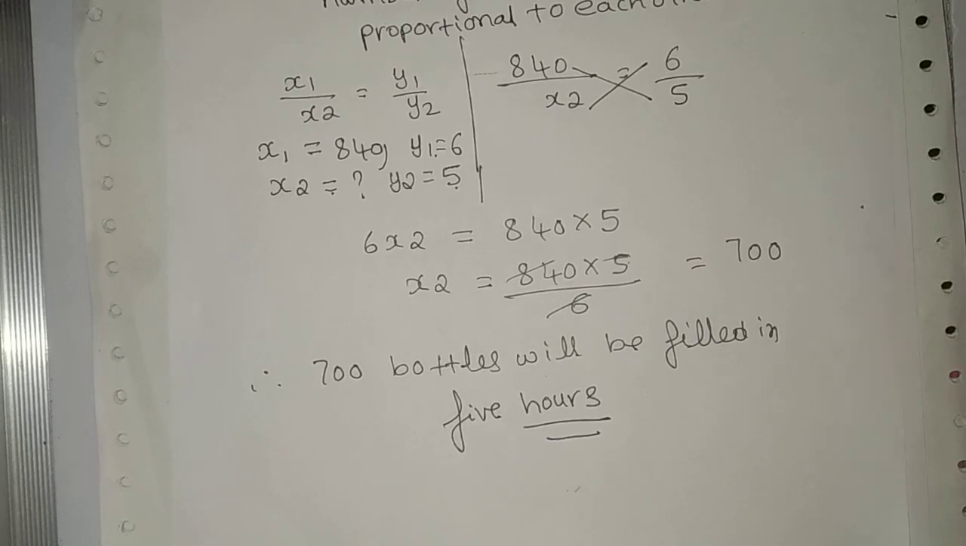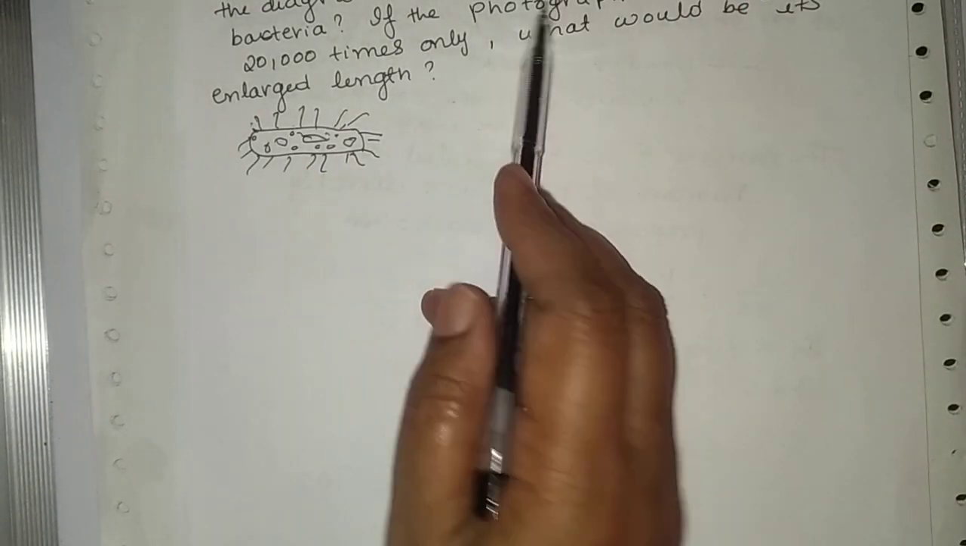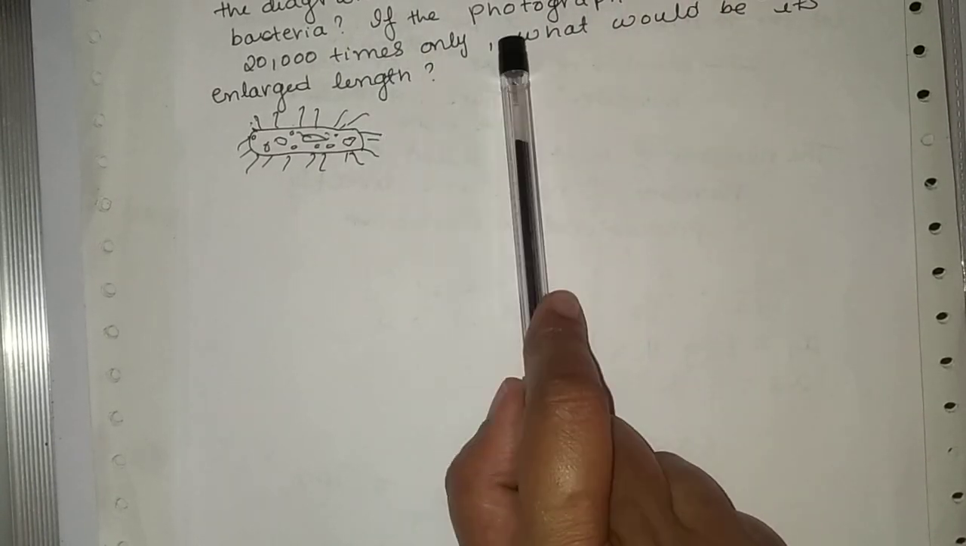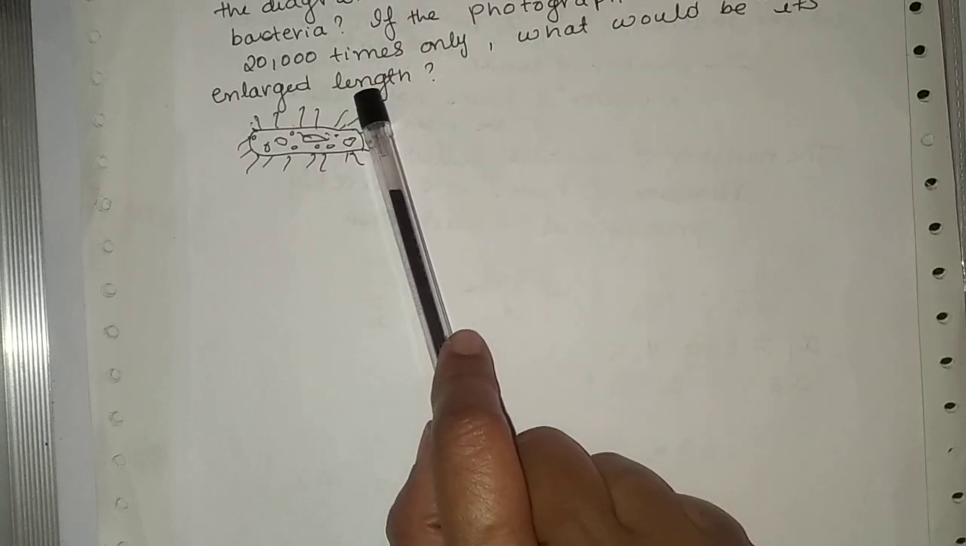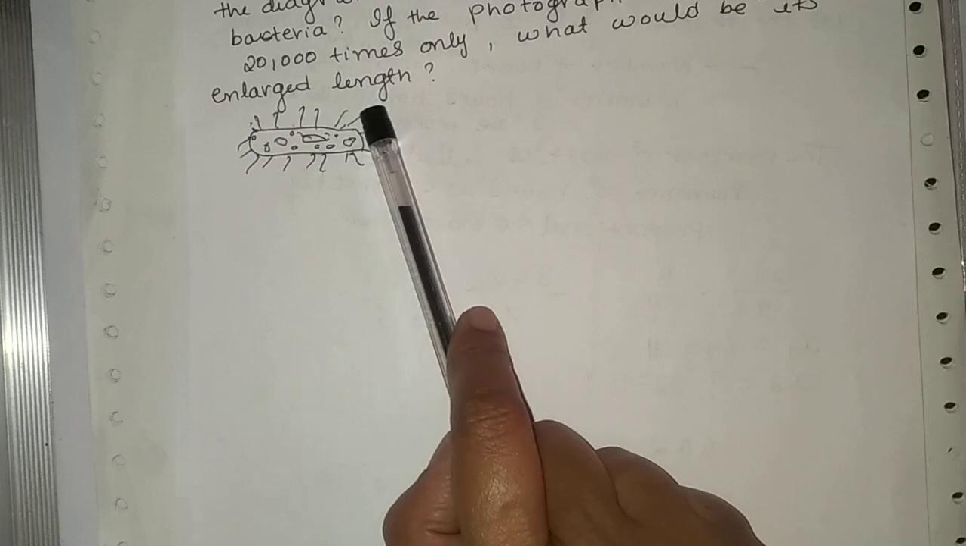So we move on to the fifth problem. Here, a photograph of a bacteria enlarged 5000 times attains a length of 5 centimeters as shown in the diagram. What is the actual length of bacteria? If the photograph is enlarged to 20,000 times only, what would be its enlarged length?